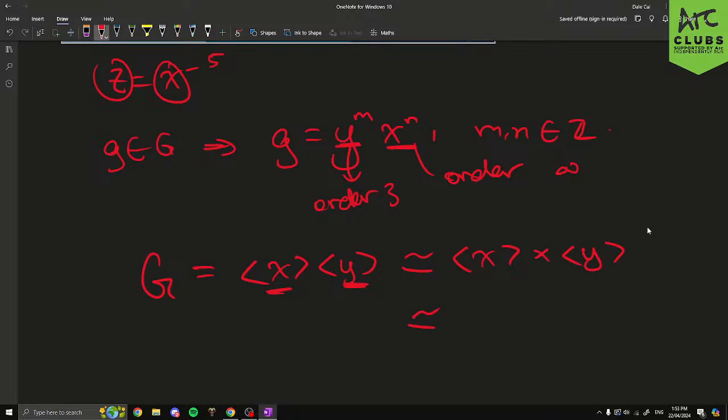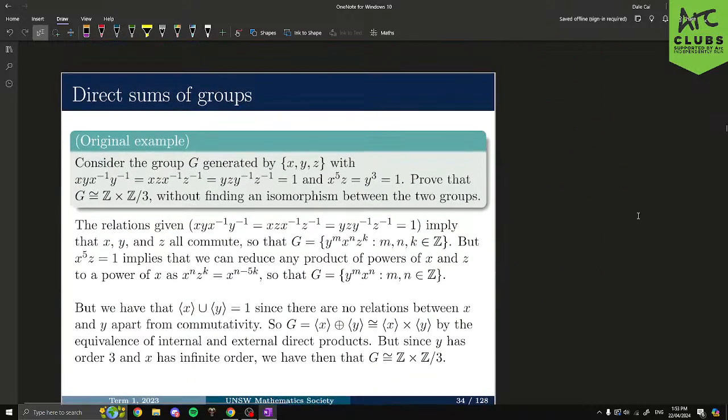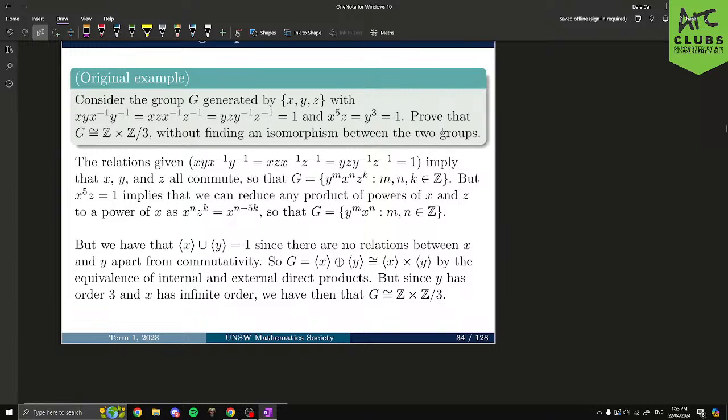And since the group generated by x is an abelian group of order infinity, it's isomorphic to Z. And for y, it's an abelian group of order 3, so it's isomorphic to Z mod 3. And that's a rough sketch for how you would prove this question. So yeah, this is the solution they gave.